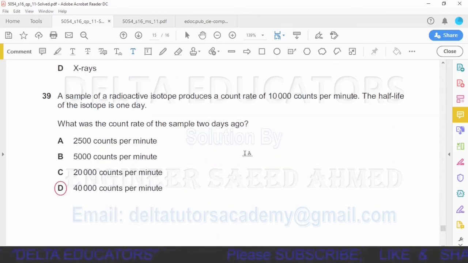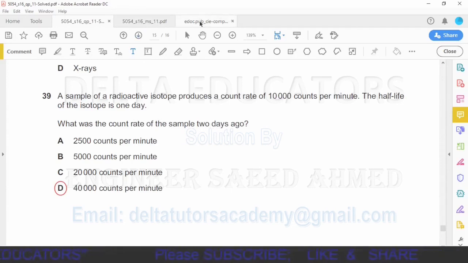Question number 39. A sample of a radioactive isotope produces a count rate of 10,000 counts per minute. The half-life of the isotope is 1 day. What was the count rate of the sample 2 days before?